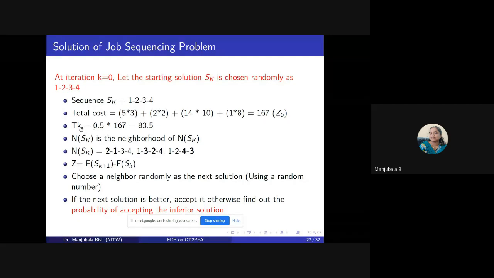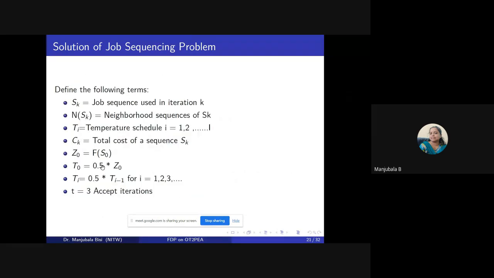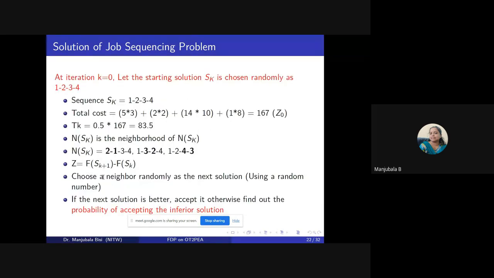So you have to initialize the temperature T_k. How to initialize it? Because we have fixed the annealing schedule like this, 0.5 into 167, so 83.5 is the initial temperature. Or you can pick some higher value like 200 or 300 also.